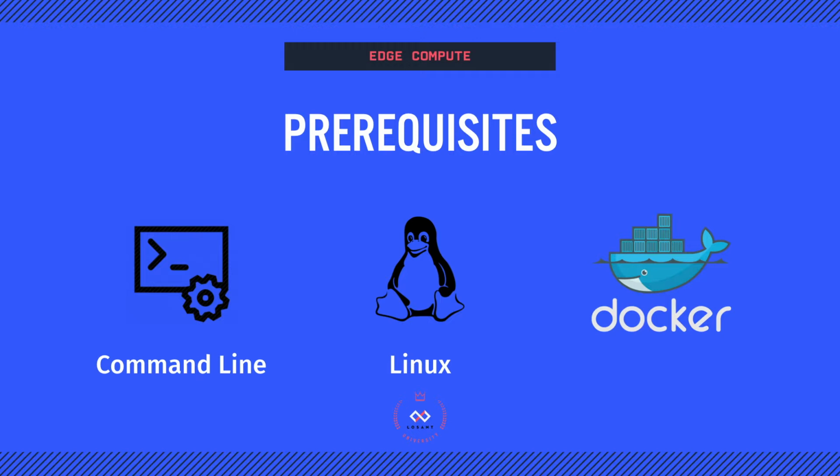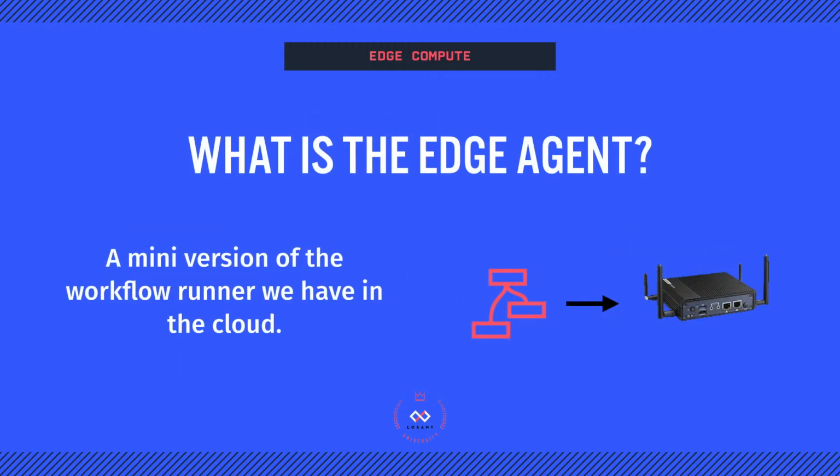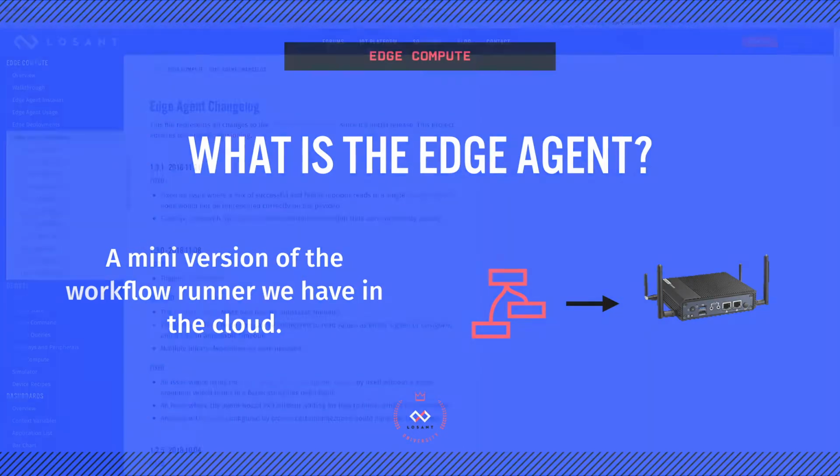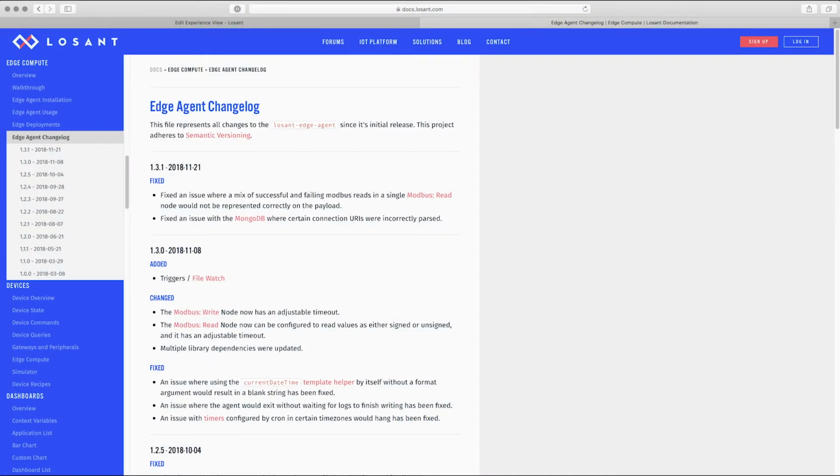So, this is not exactly true, but you can think of the Edge Agent as a mini version of the workflow running we have in the cloud. Its job is to execute workflows locally on the device. Because Losant doesn't control the devices that run the Edge Agent, and we don't control when the Edge Agent itself gets updated on these devices, we keep a very thorough changelog.